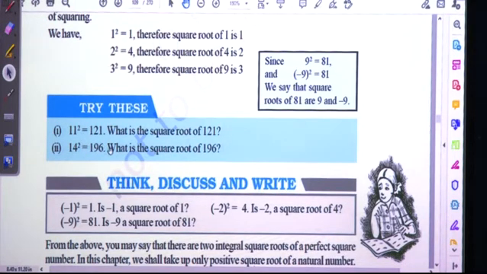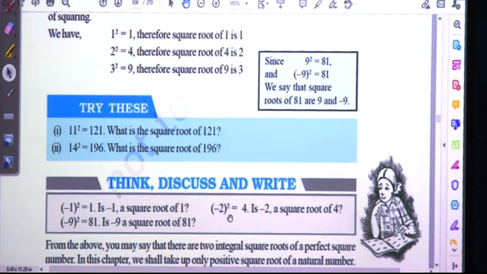Second, 14 square is equal to 196. What is the square root of 196? It is 14. As it has been solved here on the same basis, the square root of 121 is 11, and what is the square root of 196? It is 14. Why? Because 14 square is 196. I hope you understood this.